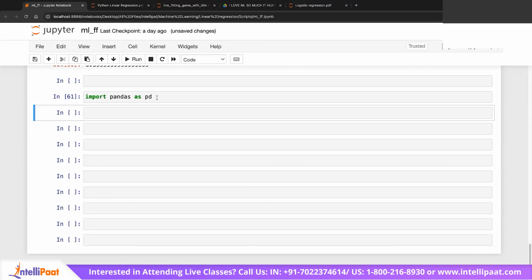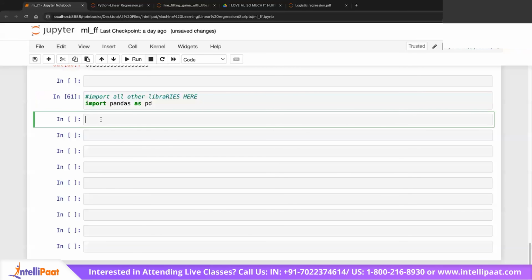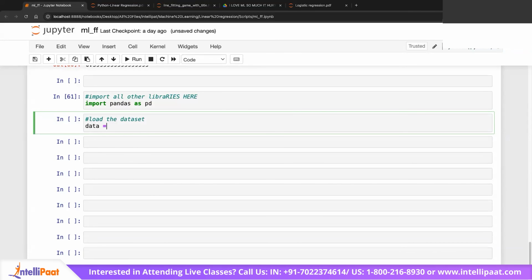So now what we've done, we've imported pandas as pd. I want to load a dataset, right? So I'm going to keep this as: import all other libraries here. Here, I'm going to load the dataset. Okay, let's load the dataset.